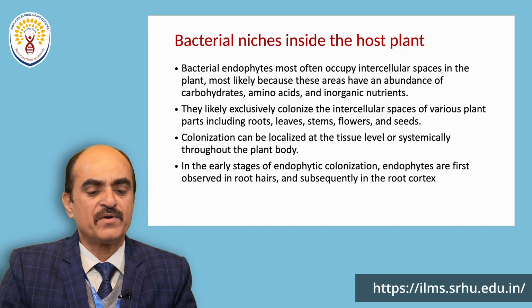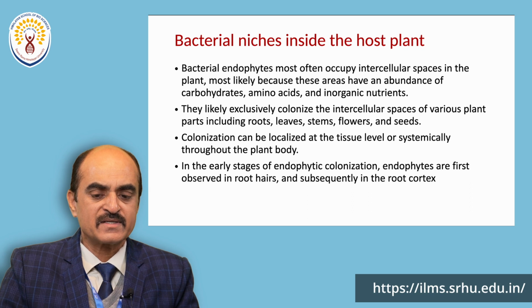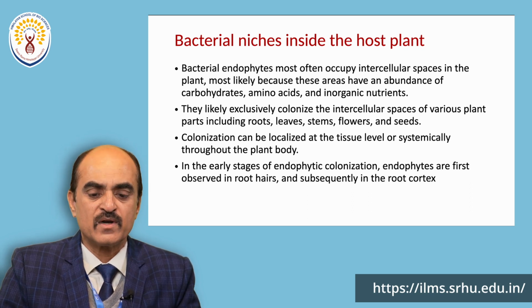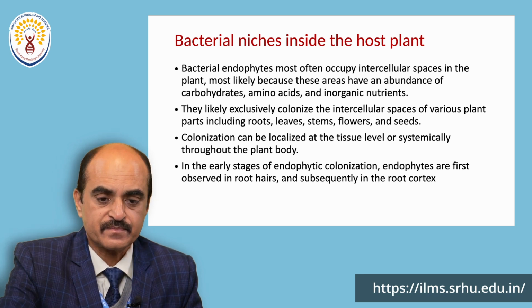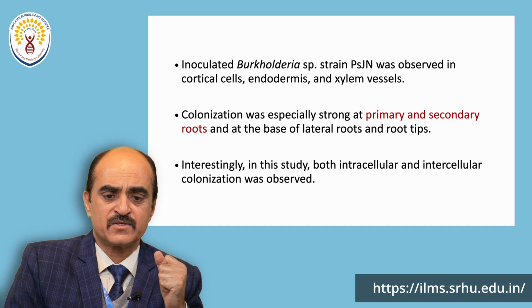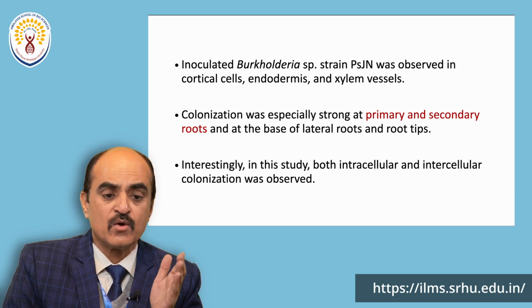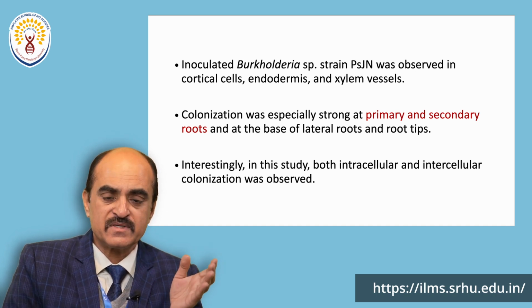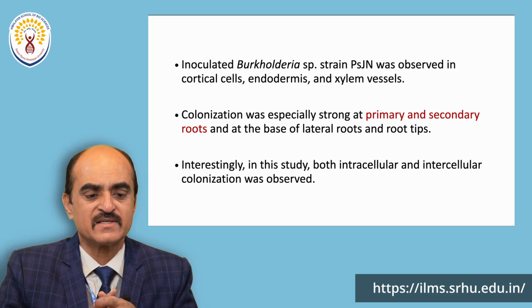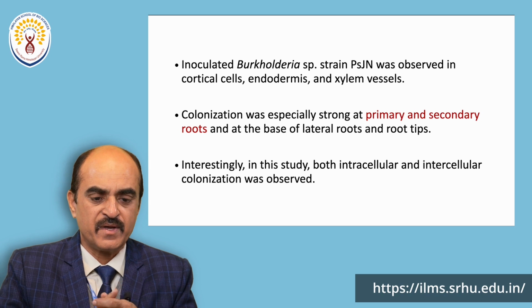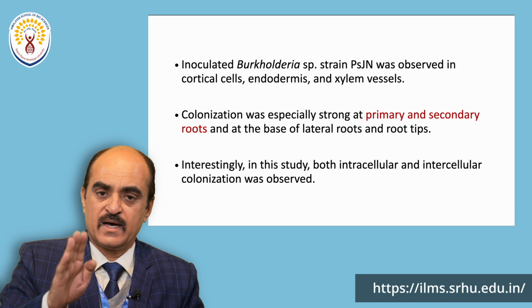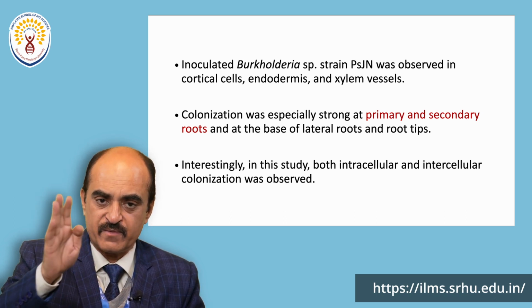In the early stages of endophytic colonization, endophytes are first observed in root hairs and subsequently in the root cortex. In one study, an inoculated Burkholderia strain was observed in cortical cells, endodermis and xylem vessels. Colonization was especially strong at primary and secondary roots, at the base of lateral roots and at root tips. From there, the endophytes move into different parts of the plant.